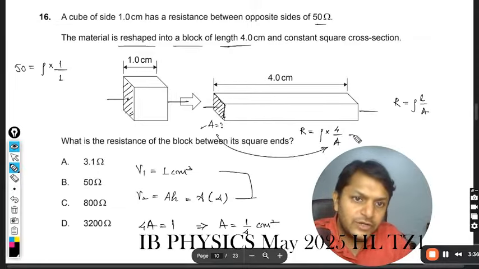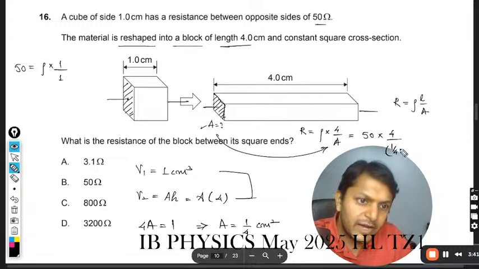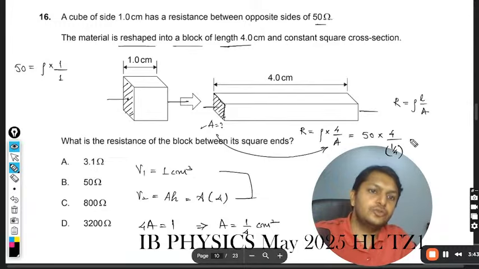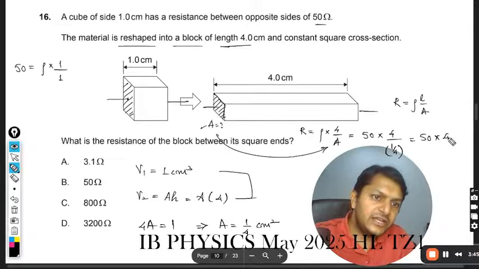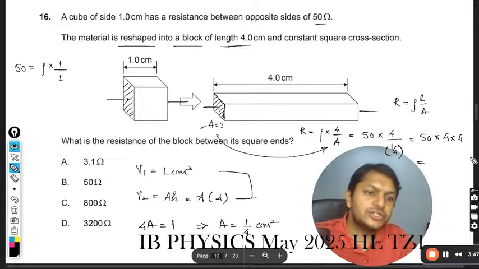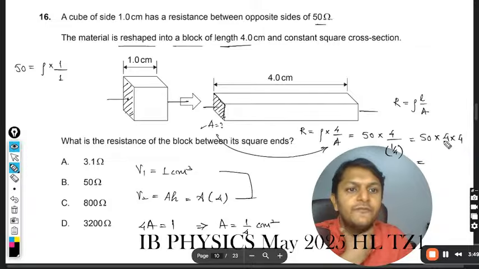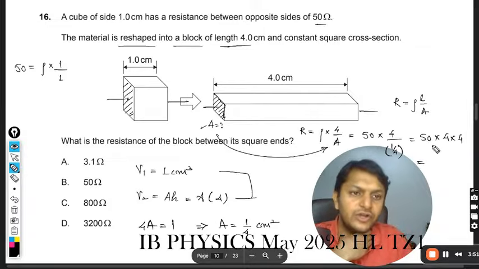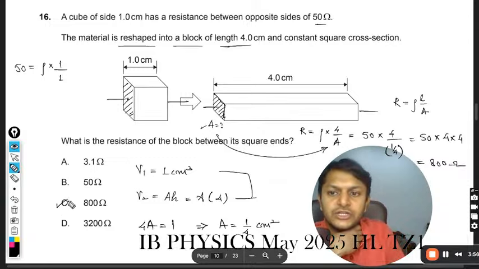I just substitute the value here, 50 into 4, and this is 1 by 4. So this 4 will go into the numerator. It will be 50 into 4 into 4. So that will give you a value of, 5 4s are 20, 200. 200 into 4 is 800 ohm. So the answer will be C in this case, 800 ohm.